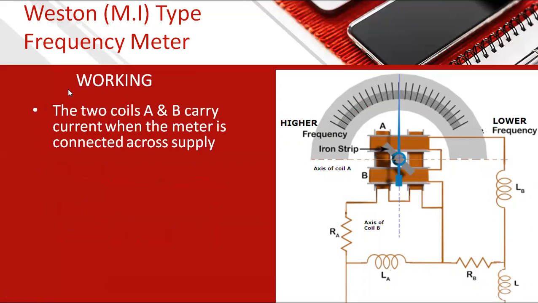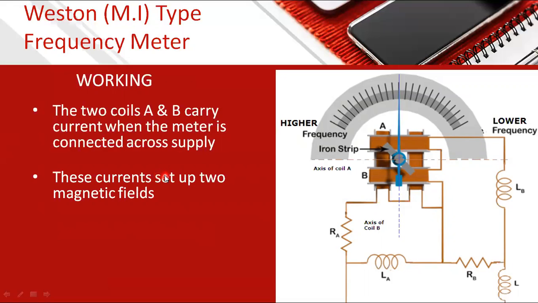So let us see the working. The two coils A and B carry current when the meter is connected across the supply. So when the meter is connected across the supply, we see that there will be currents flowing through coil A and coil B. These currents set up two magnetic fields.